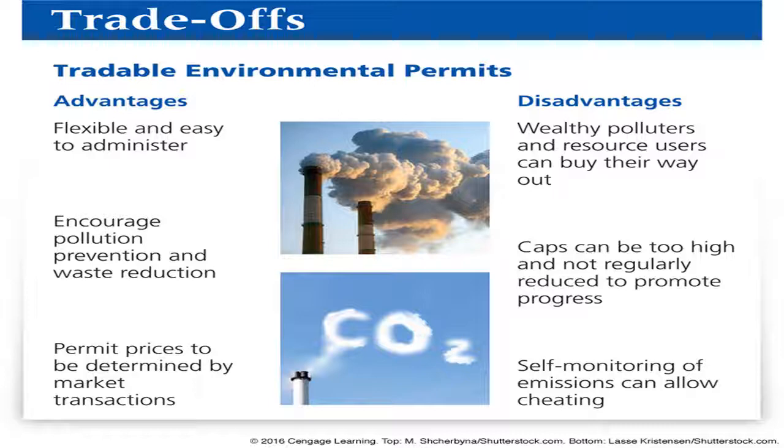This diagram depicts different advantages and disadvantages for tradable environmental permits. They are flexible and easier to administer. The permit prices are determined by market transactions, which allows trade of unused credits between companies. Some of the disadvantages are that wealthy companies can ignore the permit requirements and just buy their way out, basically by purchasing credits from other companies that are making technological changes to improve their emissions. Sometimes the caps can be too high and not regularly reduced to promote progress.